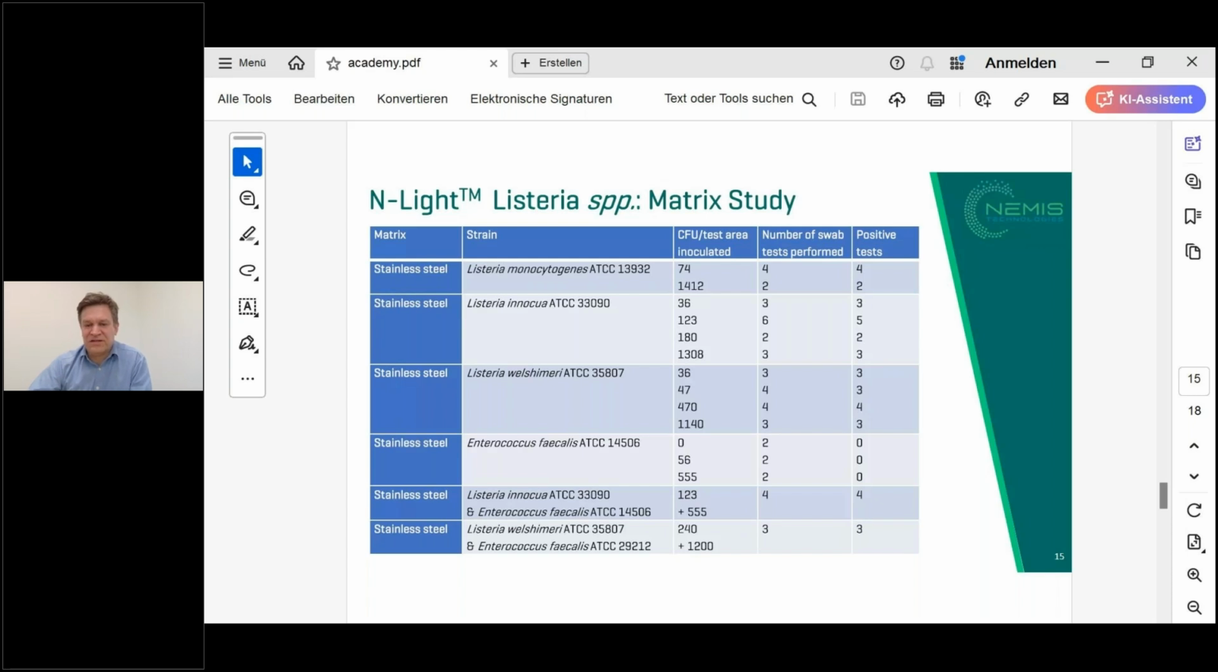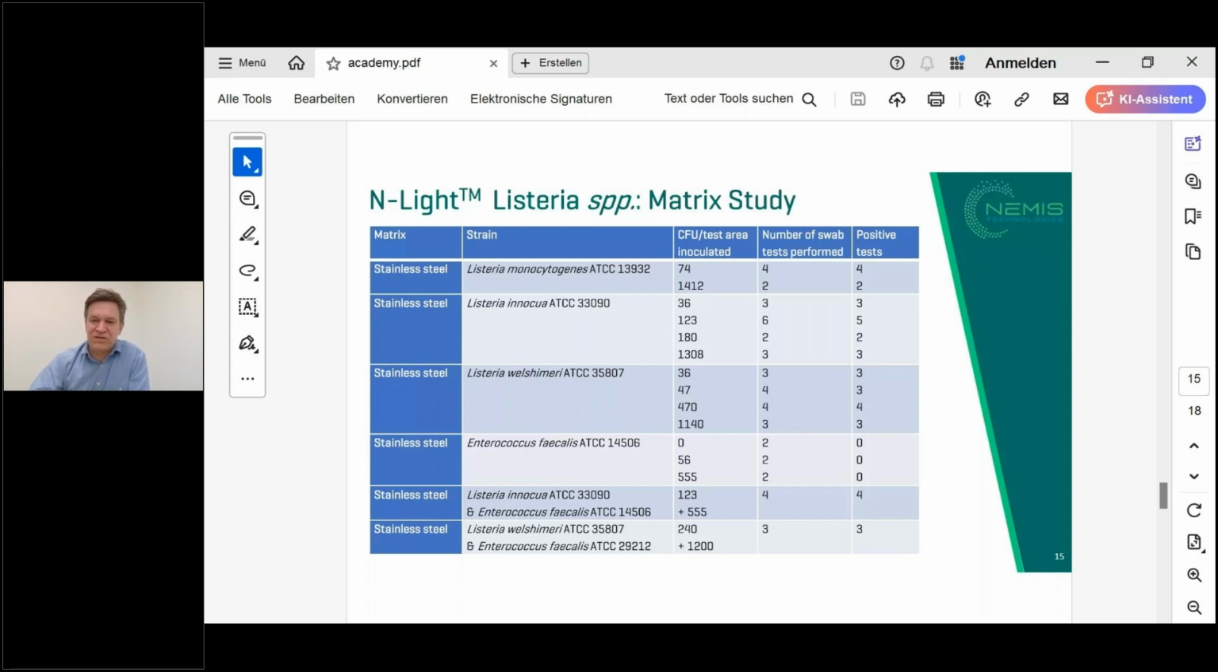Also for Listeria welshimeri, the same picture: you can go down to very low levels and still get positive results. As a negative control, an Enterococcus strain was used, or a sterile control, and none of these was positive. And then a competition assay, where Enterococcus faecalis was co-inoculated to the surface together with innocua or welshimeri. Also in this case, all of the tests were positive, so that to us looked quite good.